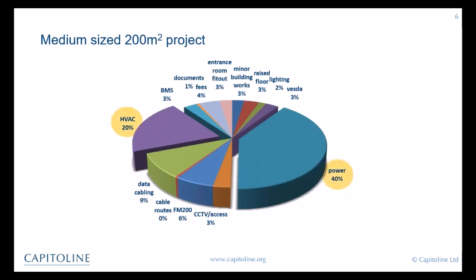Of course, another thing that's important to us is cost. And when we're building a data center, you can see from this pie chart of this medium-sized project that power and cooling equipment account for a very large percentage of the overall costs of fitting out a building which is to be a data center. And in this case, they're using 60% of the cost to put in the power and cooling infrastructure.